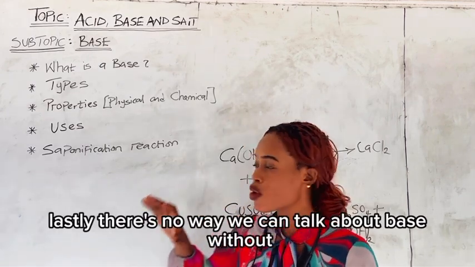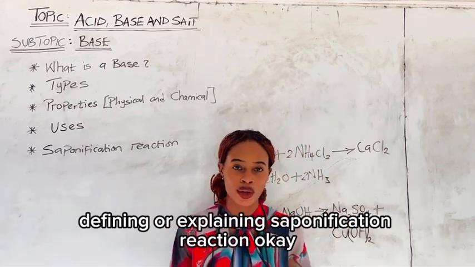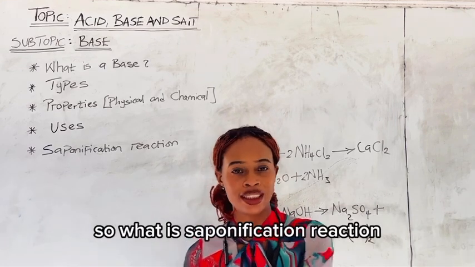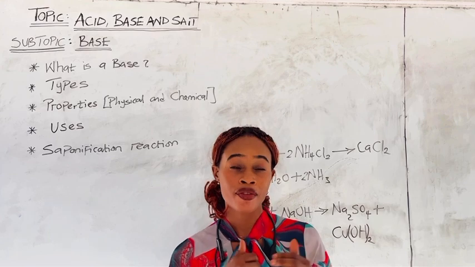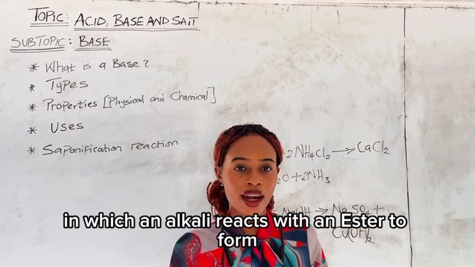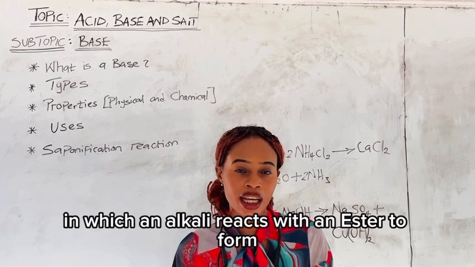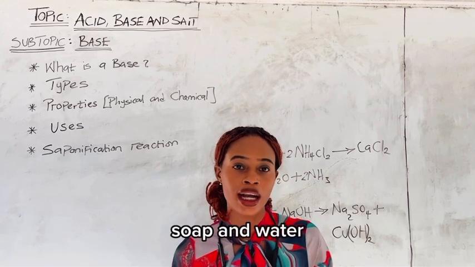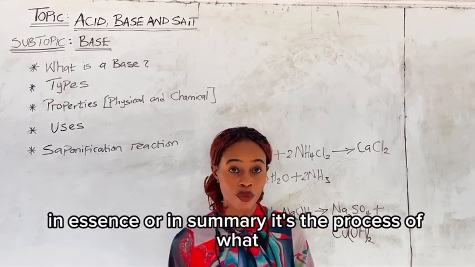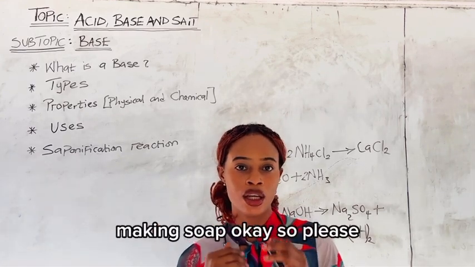But lastly, there's no way we can talk about base without defining or explaining saponification reaction. So what is saponification reaction? Saponification reaction is a reaction in which an alkali reacts with an ester to form soap and water. Saponification is the process of soap making. In summary, it's the process of making soap.